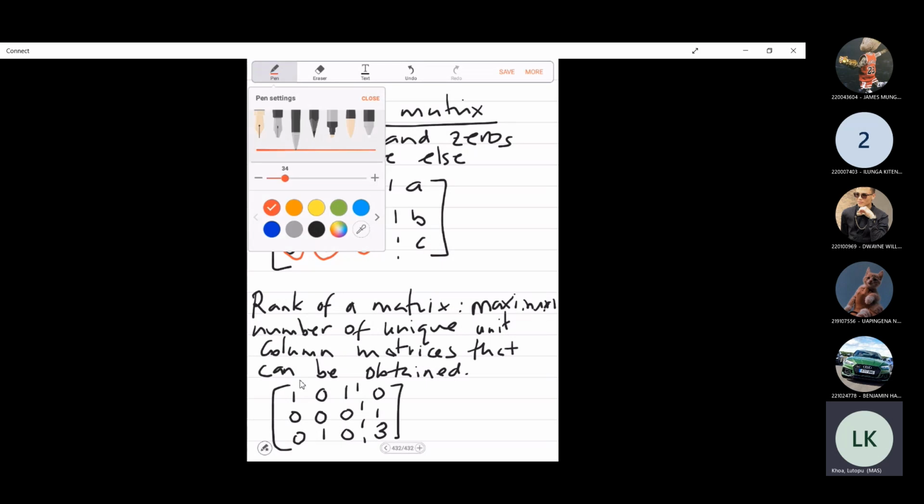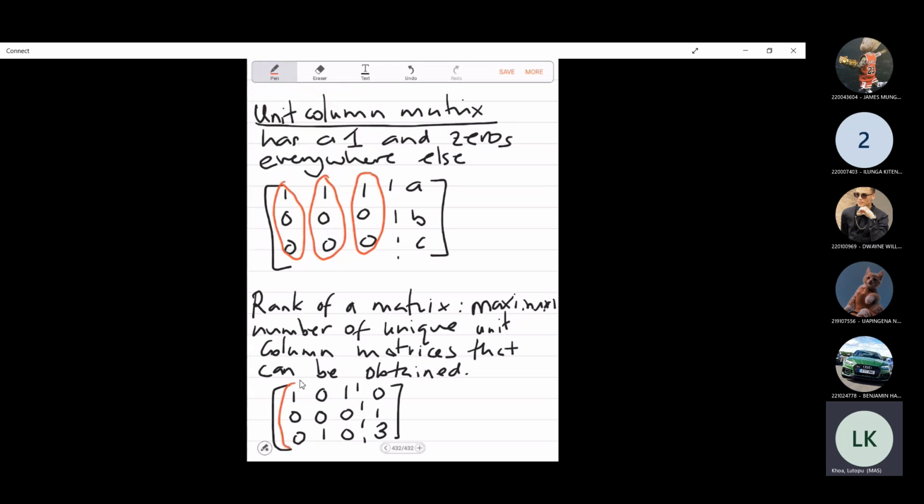So the first one is this one here, and the second one is that one here, because the position of their ones are different, so I count them as individuals. I'm not going to count this one as the third one because the position of the 1 is the same as the position of the 1 in this one. Okay, so this matrix here will have a rank of 2, while this one here has a rank of 1.